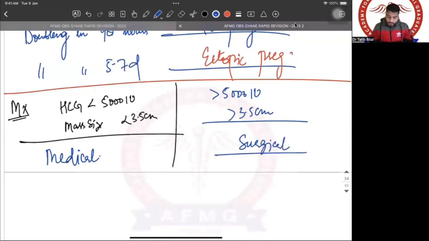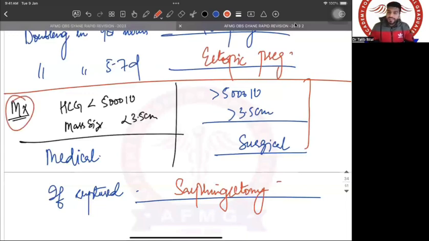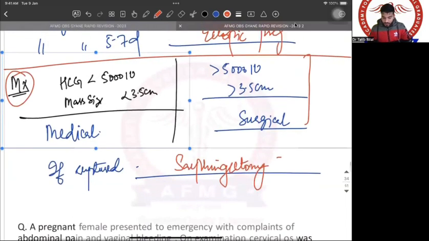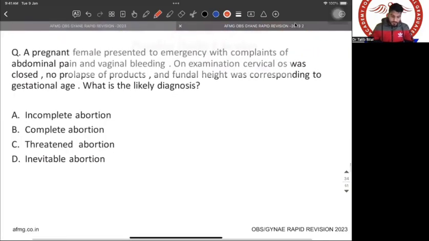But if it is ruptured ectopic pregnancy, you go with salpingectomy. If unruptured, surgical management will be salpingotomy, salpingostomy, or milking of tube. For the drugs in medical management, you use methotrexate, mifepristone, actinomycin, and KCL. For that particular topic, go and watch part 1. If you've already watched, okay. Let's move to the next question, guys.